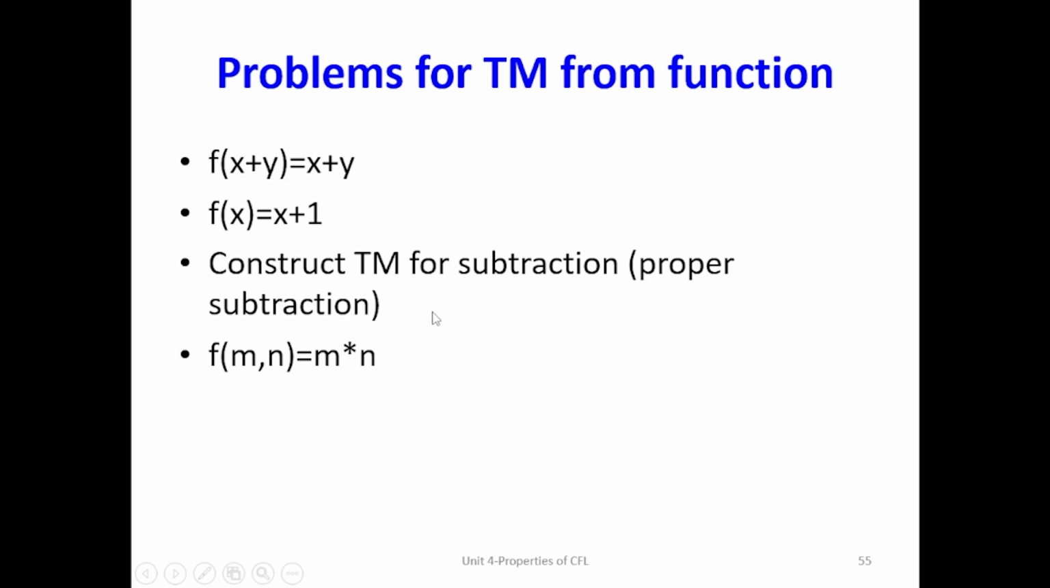Subtraction is also possible, but with one condition. If you use subtraction like f of x, y, where we are doing x minus y, the x value should be greater than y. Then only the Turing machine can do it. If x is less than y, it should return only 0 as the answer. That is called proper subtraction. I only give the proper subtraction model for the basic subtraction notation.